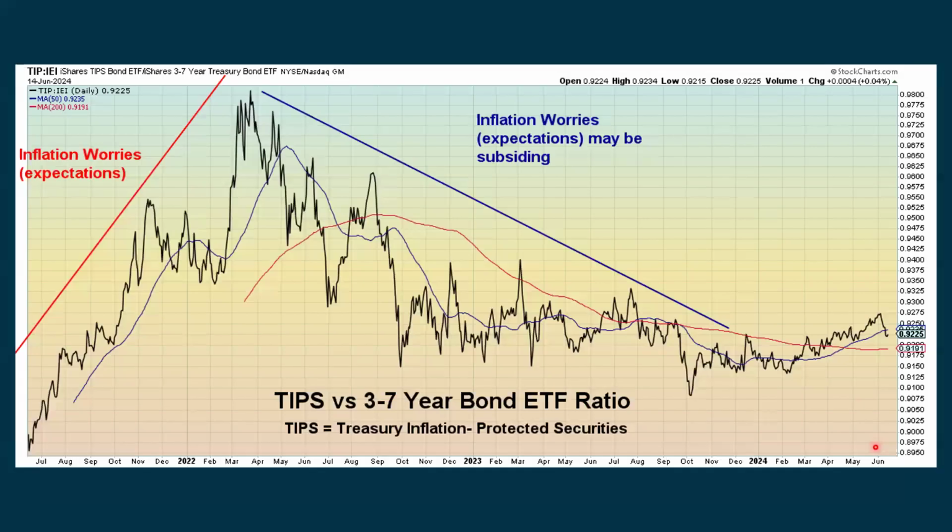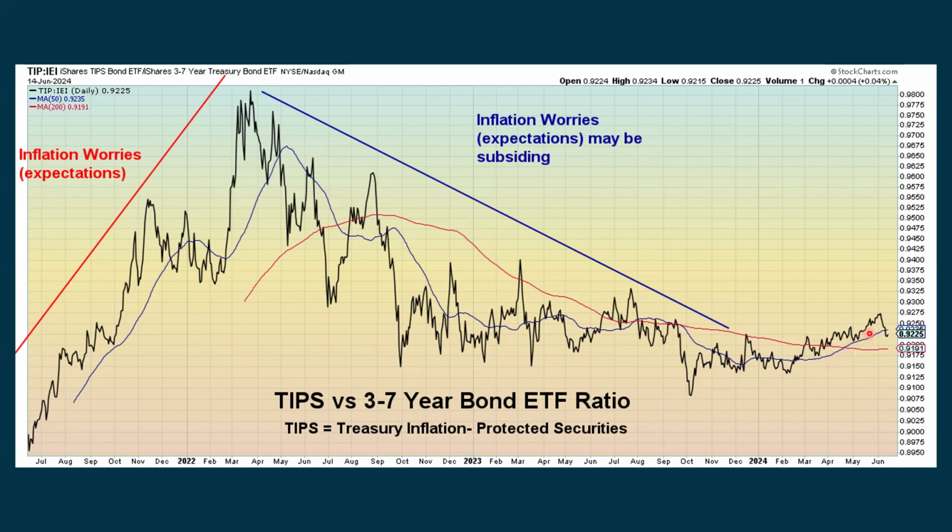We keep an eye on bonds, where we look at TIPS. These are Treasury inflation protected securities. These are favored by investors when there's inflation and interest rate concerns. That's when we see this ratio going up. And then as those fears were getting more under control, this ratio was coming down. We're going back up again here.